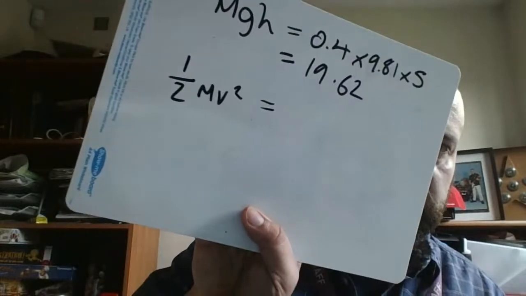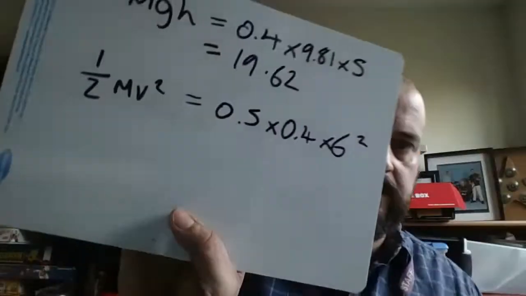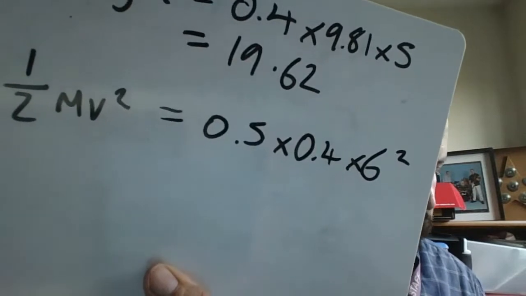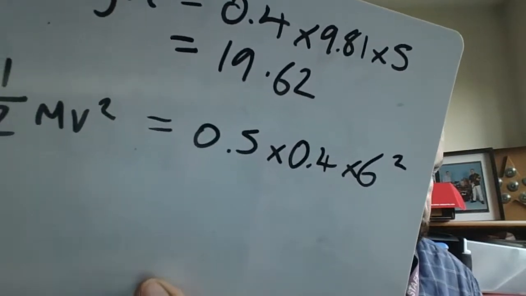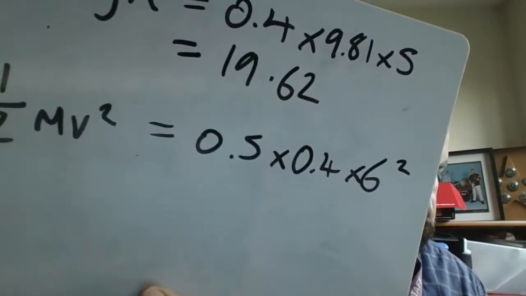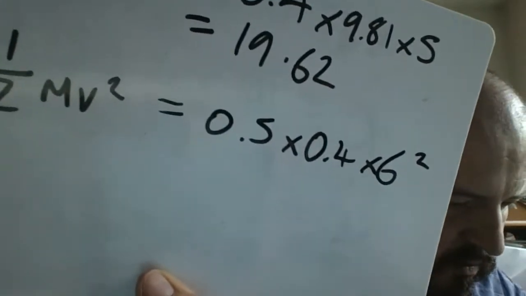Kinetic energy is calculated like this: half mv squared. So we've got half times 0.4 times 6 squared. Let's just type that one in. Half times 0.4 times 36, 7.2.